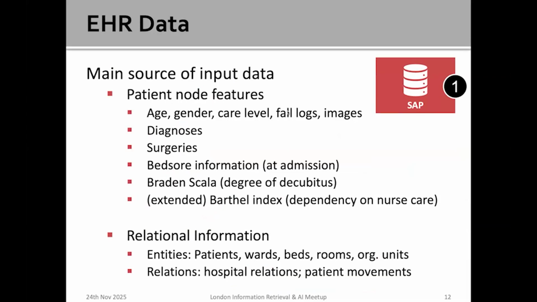The main source of input data for the patient nodes, so the feature vectors for each of the patients, are very basic values. For example, basic patient information like the age, the gender, also binary values or scale values or index values that are available in the database. And of course, also the diagnosis, surgeries, and so on. So all that structured information that we have in the hospital information system. The relational information also comes from that database, the one that I presented previously. For example, the room a patient was located in or the bed a patient was located in, and so on.